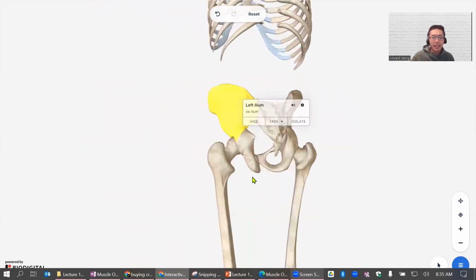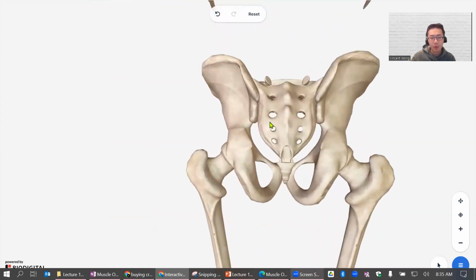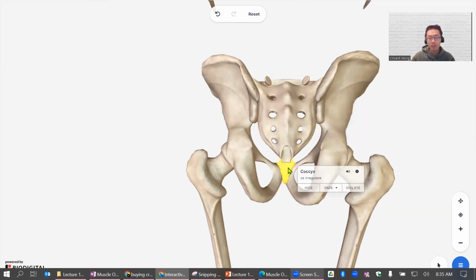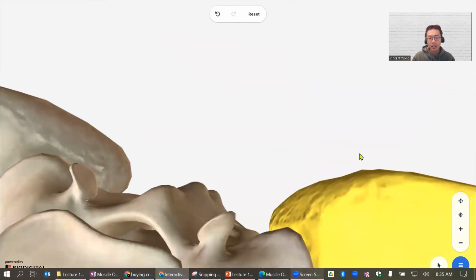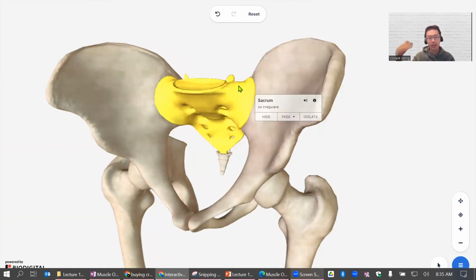Now at the back here, the ilium is going to connect with this bone. This is the sacrum, right? Remember your backbone, your vertebral column. We have the cervical, the neck, the thoracic, which is in the chest area, lumbar, the lower back, and then we have the sacrum. And then we have the tailbone, right? The coccyx bone. So the ilium is going to articulate, is going to connect with the sacrum on the back.